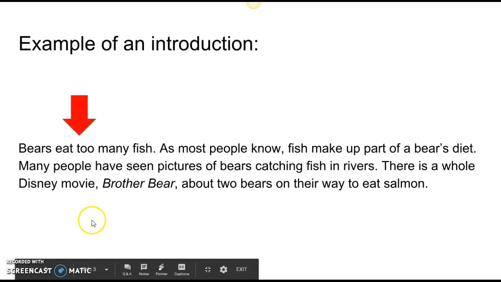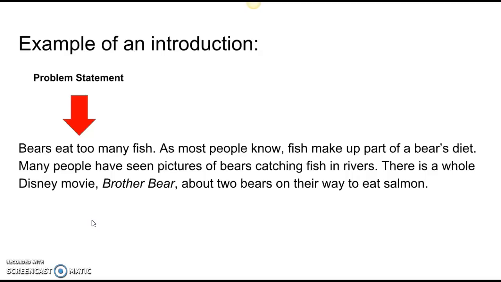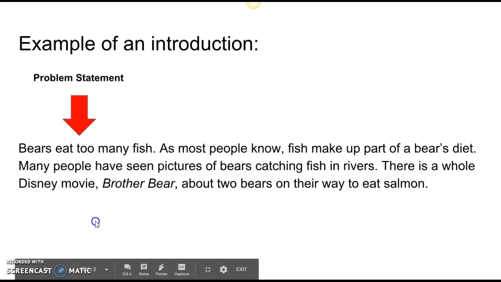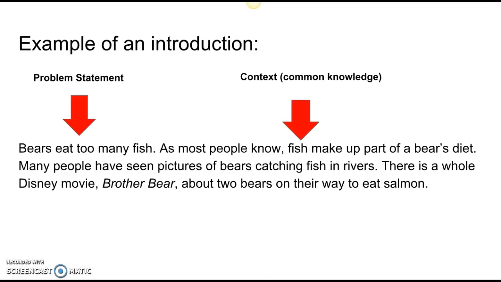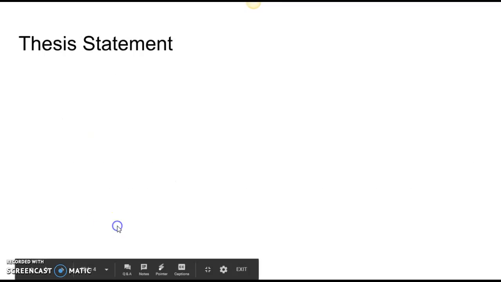Notice that the first thing in your introduction is your problem statement. That's your opening line. Then you give your context, all common knowledge, things you wouldn't have to research or go online to figure out. These are things that people just know from being alive.